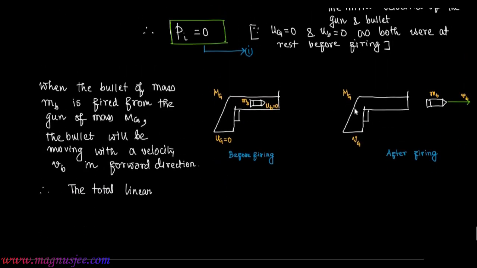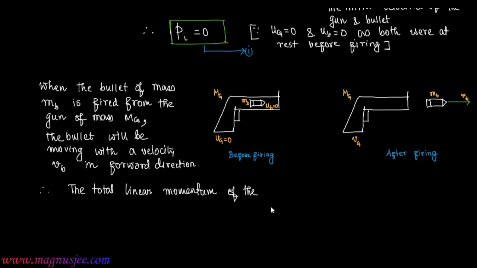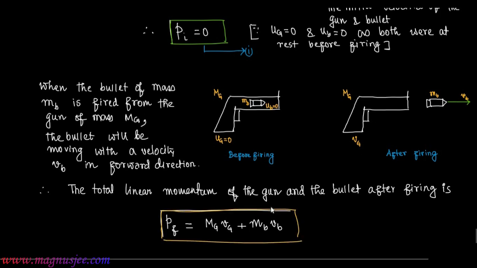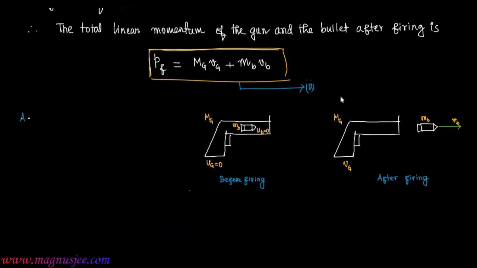Therefore, the total final linear momentum of the gun and the bullet after firing is p_f, which is equal to m_g v_g plus m_b v_b. This is equation 2. p_f is the total final linear momentum of the gun and the bullet after firing.